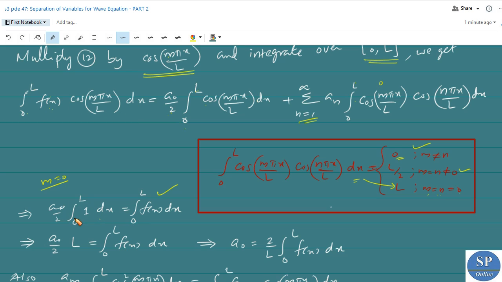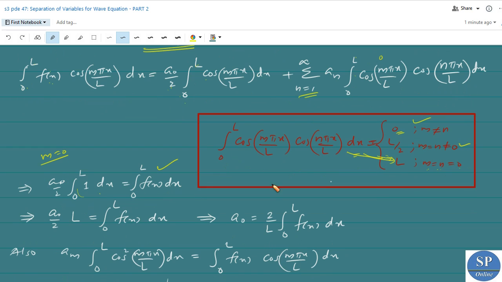Okay, so from this we'll get a naught by 2, and the value of this integral is L, already we obtained from this, or we can directly integrate this. So this is equal to L equal to integral 0 to L f of x dx. So from that we get a naught is equal to 2 by L into integral 0 to L f of x dx. So this will be a naught.